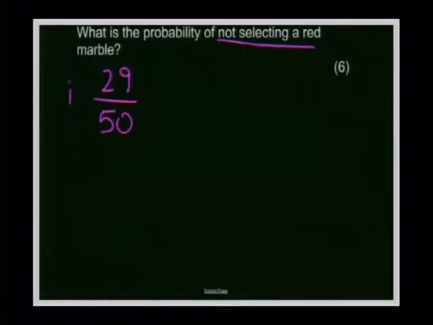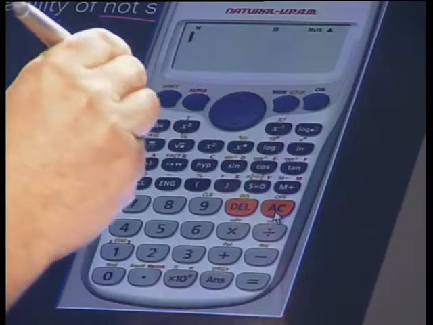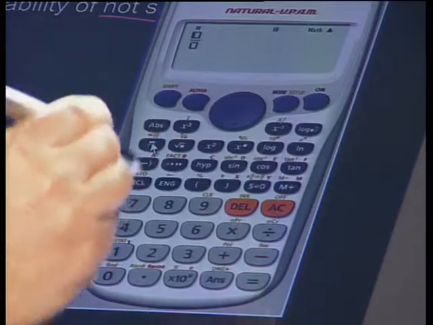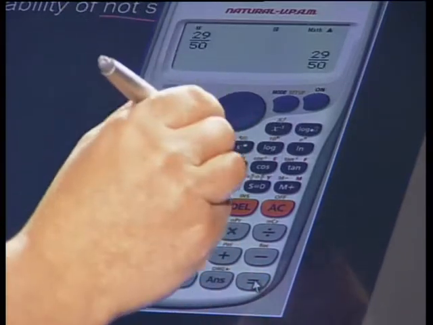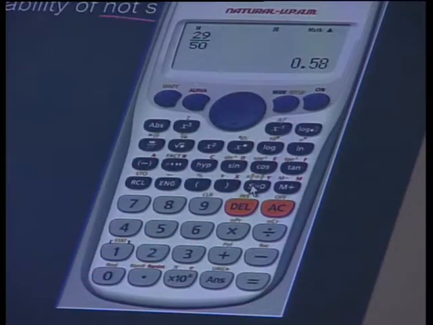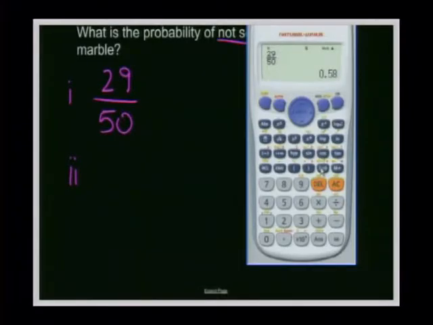Part two is putting it into a decimal, so we're going to do that on the calculator. Add 29 out of 50, and I get an answer of 0,58. So type that in.